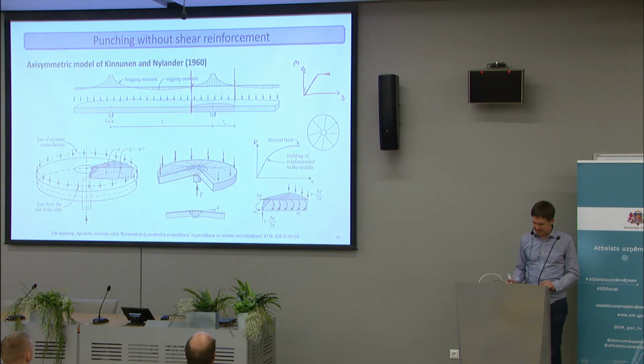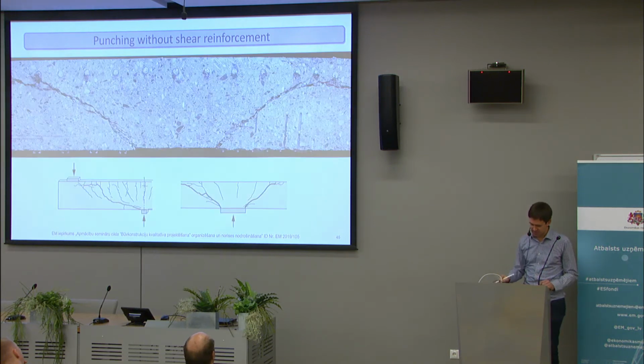But then the mystery still remained: what causes the punching? Because you calculate the curve like this, but if you do a test, then it will actually just fail somewhere along this line. The failure will be brittle, as I showed before.